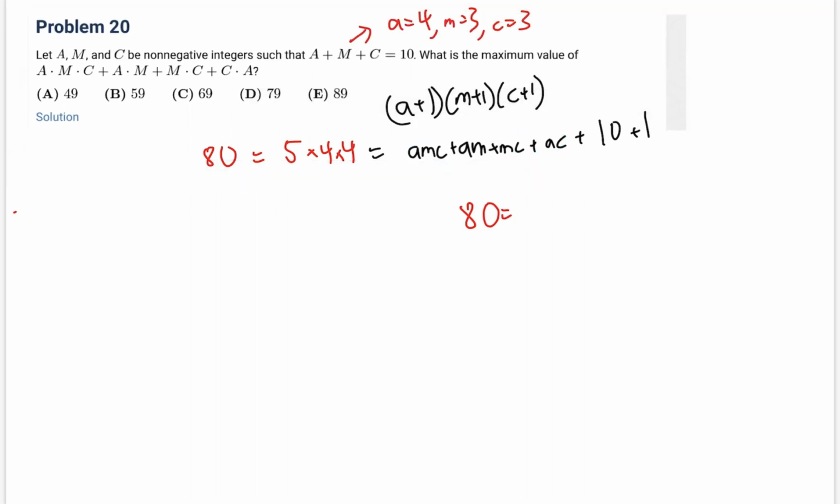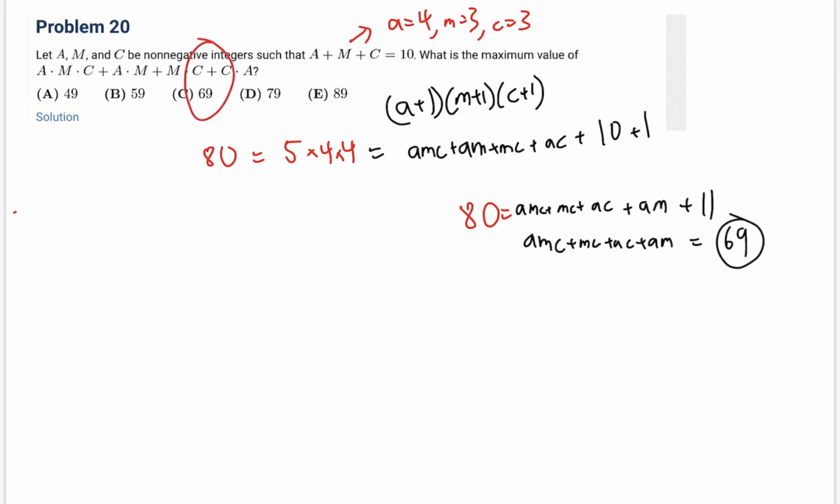So 80 is AMC plus MC plus AC plus, I forgot the AM, plus 11. So this is AMC plus MC plus AC plus AM, which is 80 minus 11, which is 69. So the answer is 69, and it's C.